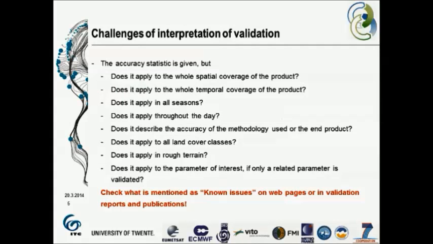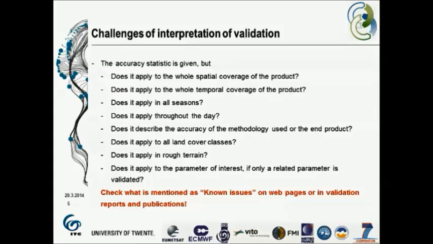No, this was the trouble for the person carrying out the validation. But then another thing is how to interpret the validation that has been done. So you take the validation report and you see the statistics which is there. And there is a certain accuracy, absolute or relative given, or maybe the distribution or something. But then the question is, does it apply to the whole spatial coverage of the product?